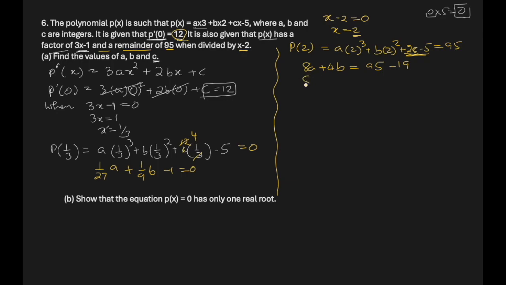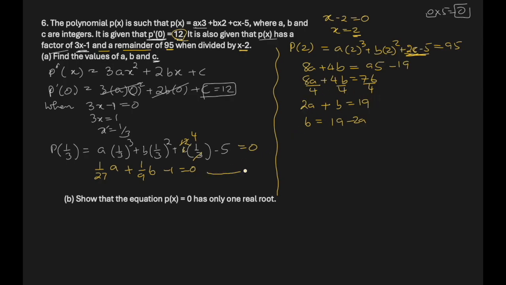Okay, let's see what it gives us. 8A plus 4B equal to 76, and we can divide all of them by 4 to make it a simple equation, as simple as possible. Always do that. So 2A plus B equal to 76 divided by 4, which is 19. So it can give us B equal to 19 minus 2A, isn't it? Yes, B equal to 19 minus 2A.